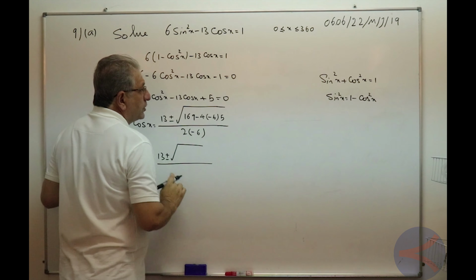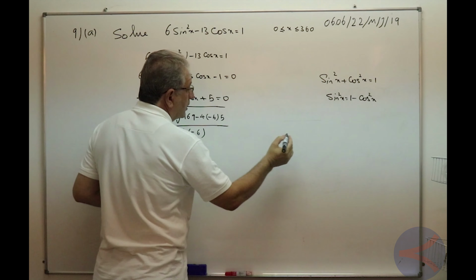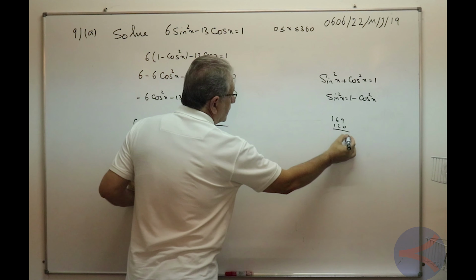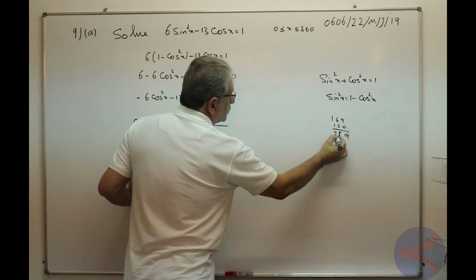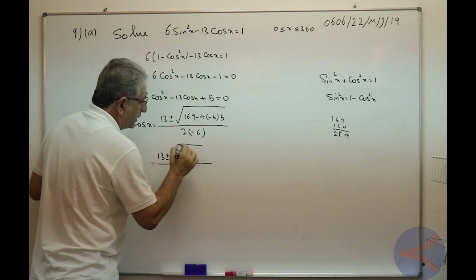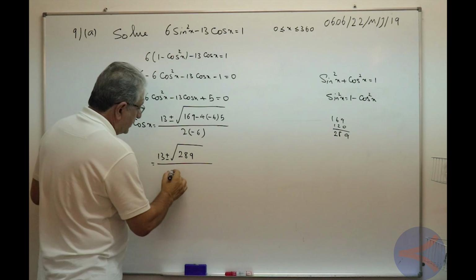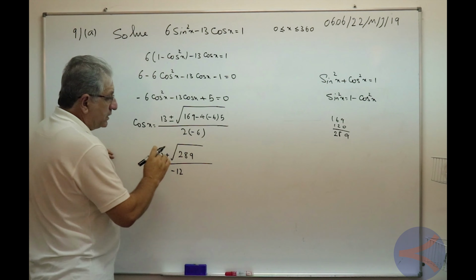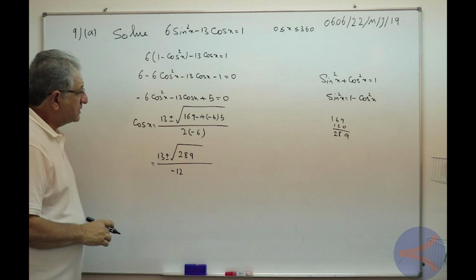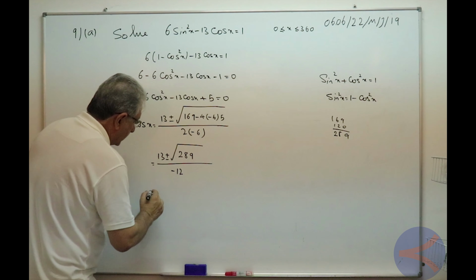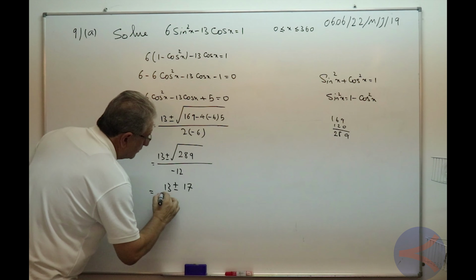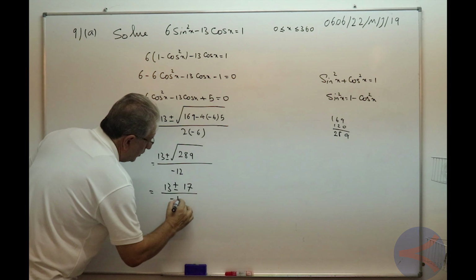Now you can see that this is 13 plus or minus the square root of this. This is 120, because you can put it in the calculator and get the answer. The total will be 289, divided by minus 12. And the square root of 289 is 17. Therefore, you are going to get 13 plus or minus 17 divided by minus 12.